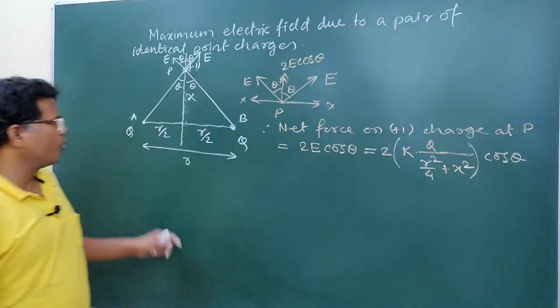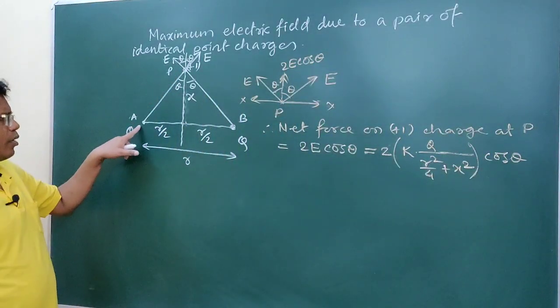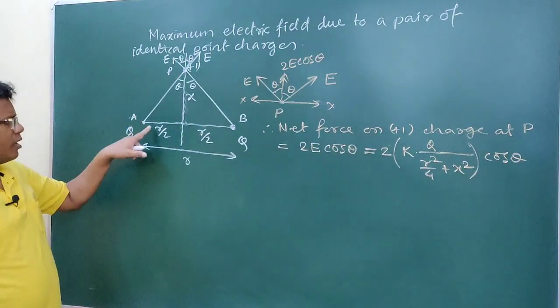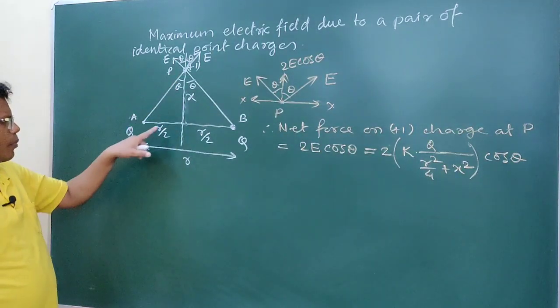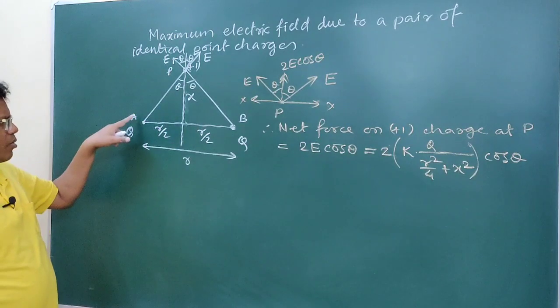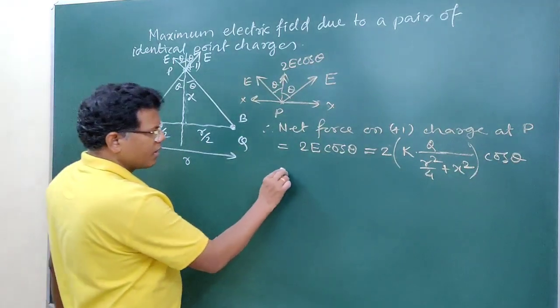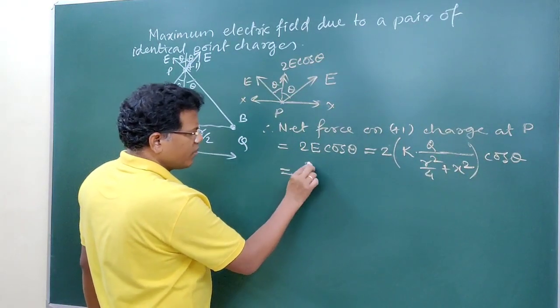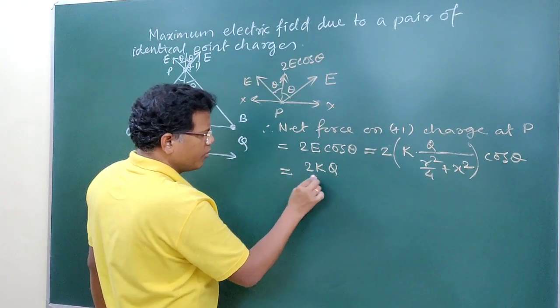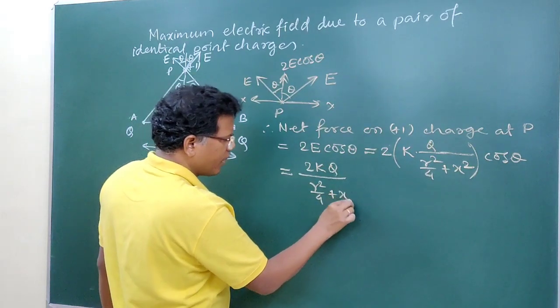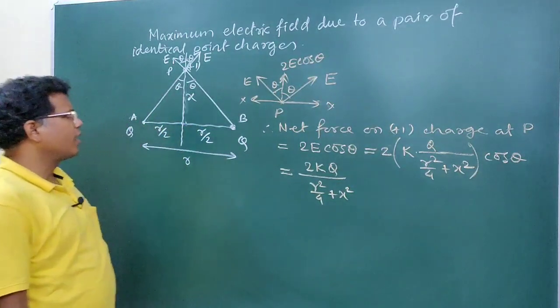E can be written due to this separation. This is the separation between capital Q and +1 charge, right? So this is r by 2, this is x. We can use Pythagoras. So the square of this distance will be this square plus this square, that into cos theta. So further simplifying it, 2kq by r square by 4 plus x square into cos theta.